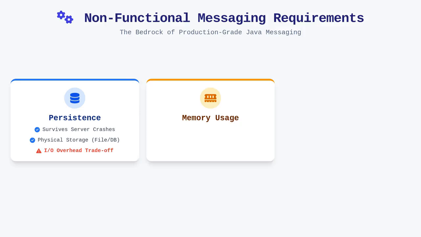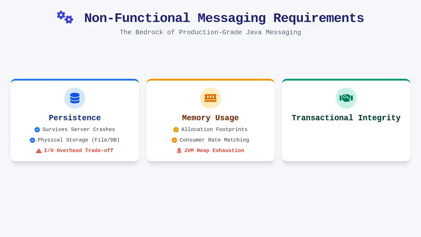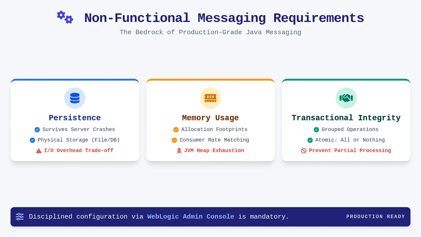Furthermore, we must carefully manage memory allocation footprints, as queues that grow too rapidly without sufficient consumers can quickly lead to exhaustion of the Java virtual machine heap space. Transaction coordination is equally vital, as it allows us to group multiple messaging operations together such that they either all succeed or all fail, ensuring that we do not end up in a partially processed state after a system failure. These concepts form the bedrock of production-grade Java messaging, and they require a disciplined approach to configuration within the WebLogic Administrative Console.